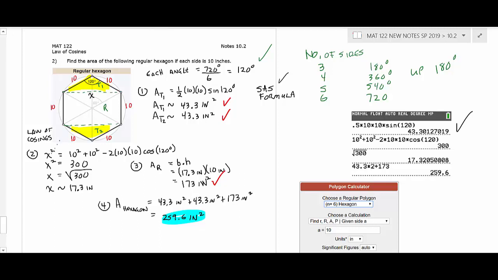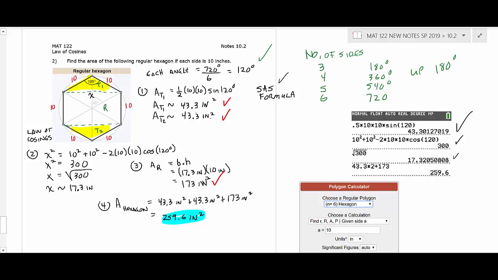Then what I elected to do was just call this side x, and then I can use law of cosines. So I can say x squared equals 10 squared plus 10 squared minus twice the product of 10 times 10 times the cosine of the angle in between those. So you can see how I did this calculation. I ended up ultimately doing the square root of 300. That gave me 17.3. All right.